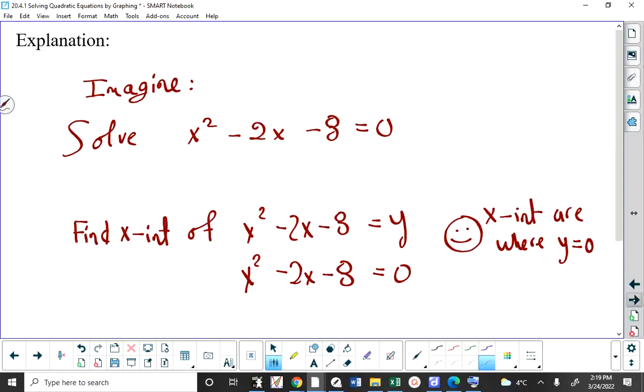So to turn it around the other way, if I say to you, solve this, then you can say, you know what? I know there's no y there. Why don't I make it a y and just find the x-intercepts? Because my calculator can find the x-intercepts. Even though there's no y, I'm going to imagine there's a y. So I hope that helps in your understanding here. I don't particularly care what you have written down for an explanation. When I say explanation here, I'm explaining to you.